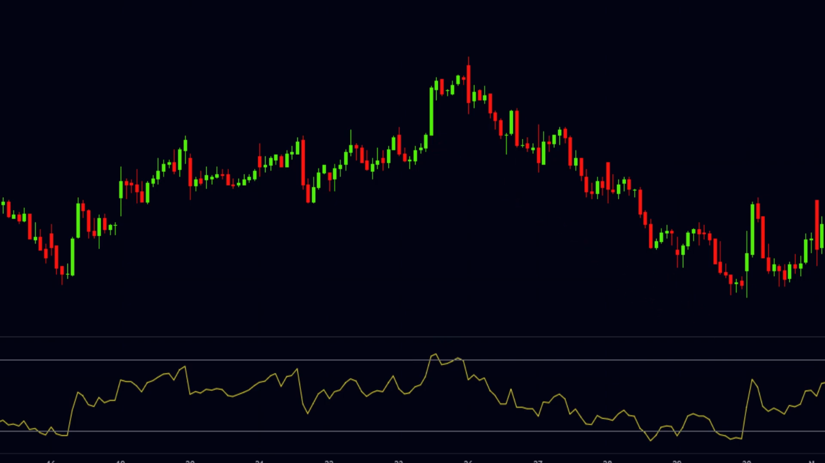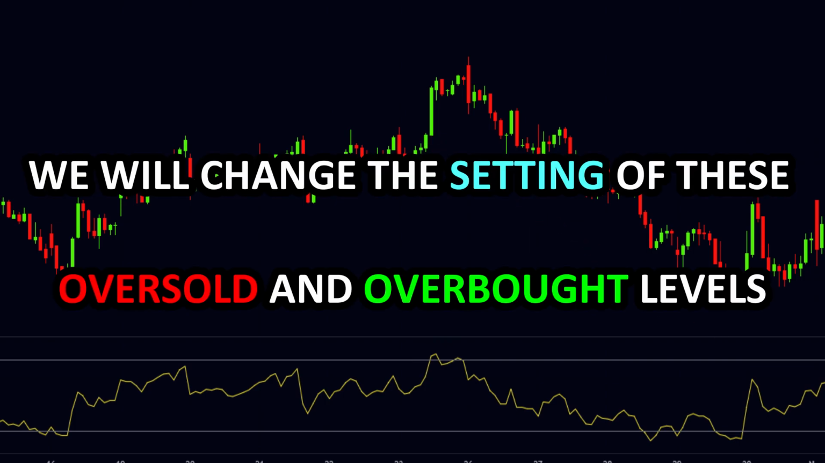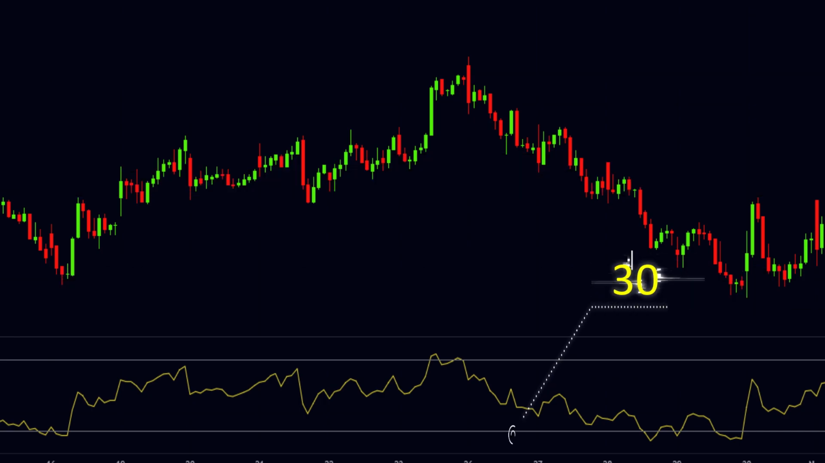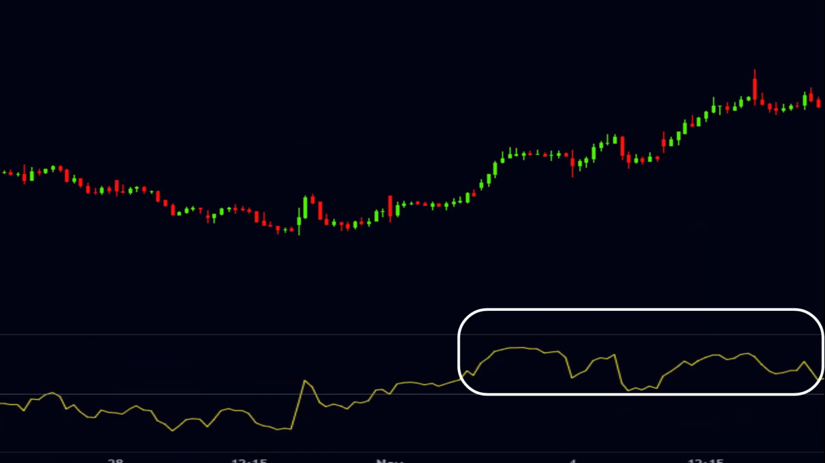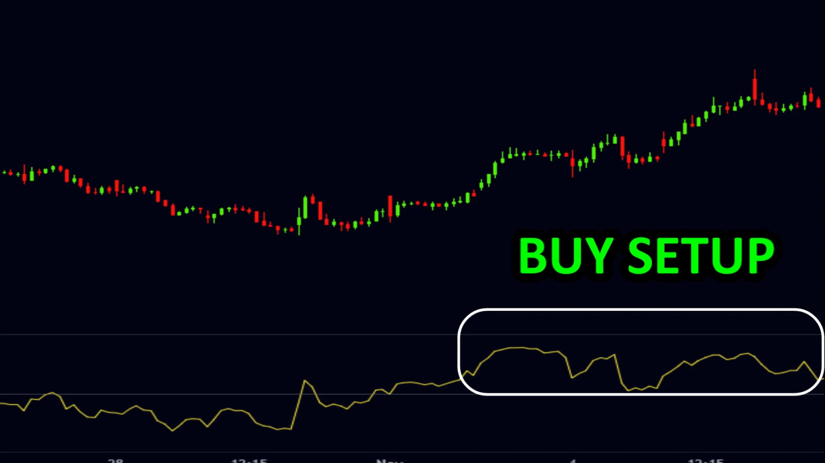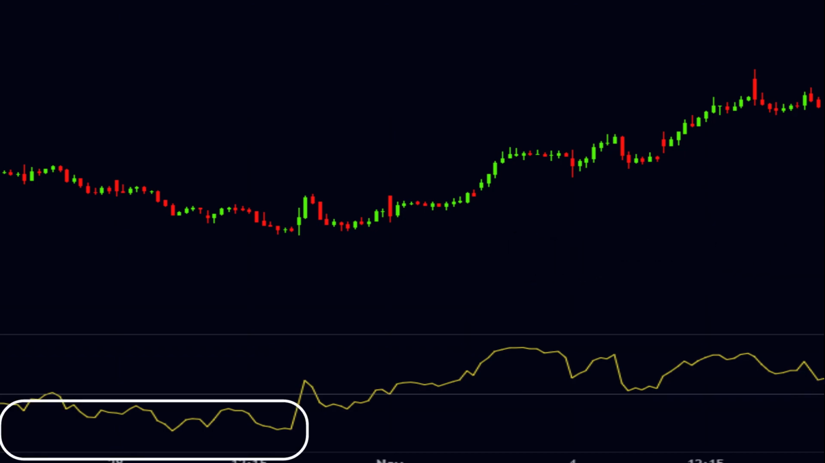But in our strategy, we will change the setting of these oversold and overbought levels. Instead of these 30 and 70 levels, we will take only the 50 level. Thus, when the RSI goes above the 50 level, we will look for our buy setup, and when the RSI goes below the 50 level, we will look for our sell setup.